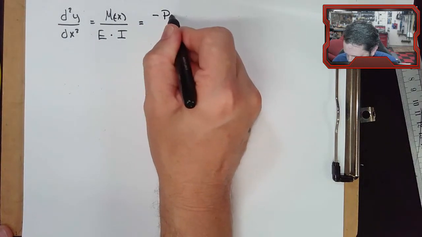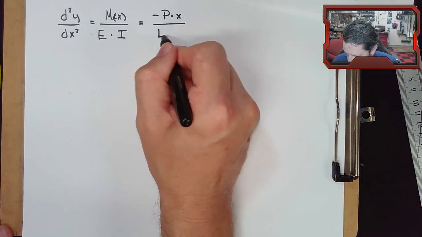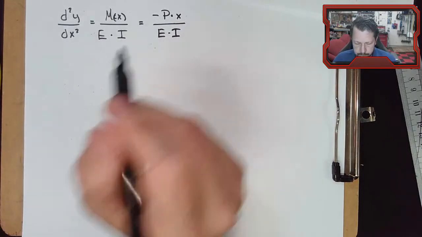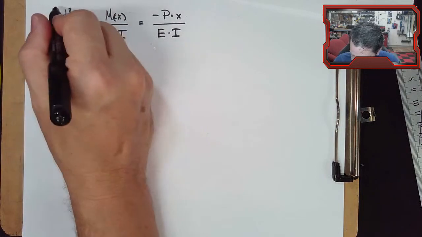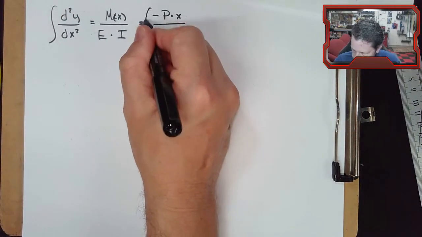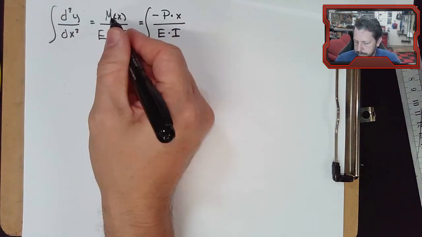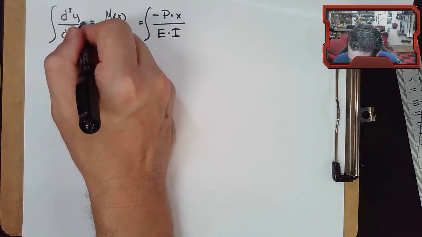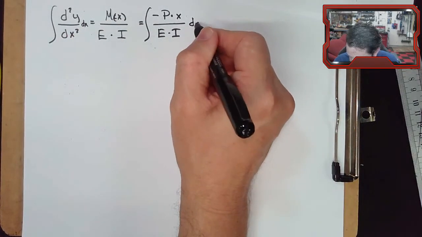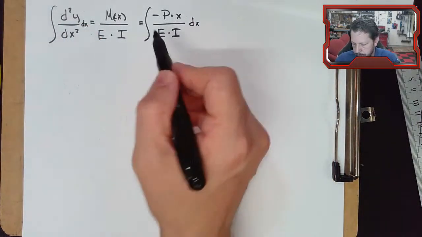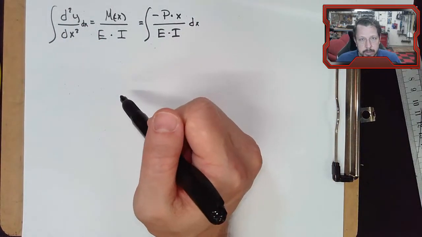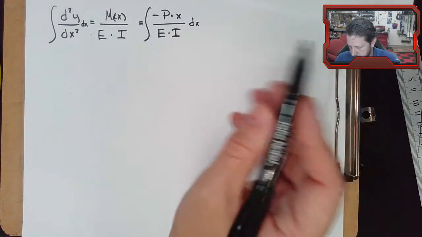Negative P times X, EI. And let's integrate. Let's integrate this side, and let's integrate this side. Well, in that one, this is the same thing. With respect to x, this guy, with respect to x, we're doing an indefinite integral. It would be from 0 to L, but right now it's an indefinite integral.